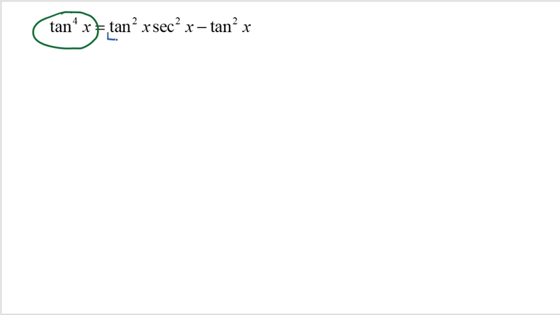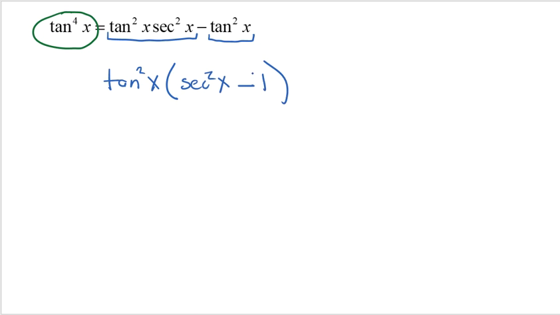So what can I do on that right-hand side? Well, I noticed that I have two terms. Terms are anything separated by a minus or plus sign. So I have tangent squared secant squared, that's a term, and then the other term is tangent squared. So I'm going to factor out, using a factoring technique, a tangent squared, because both terms have a tangent squared. So what's left is secant squared of x minus 1.